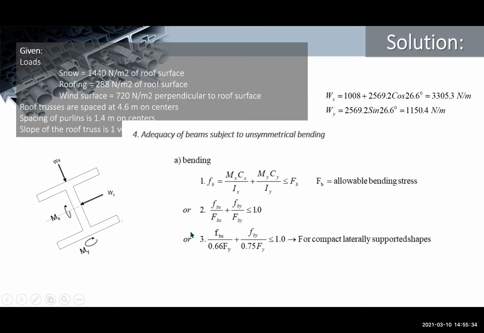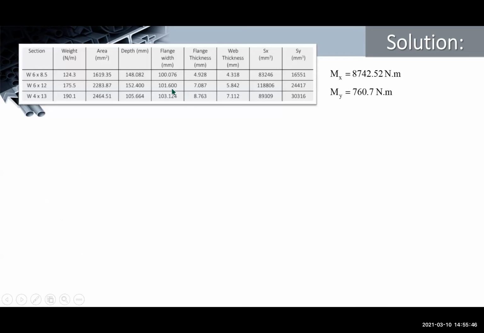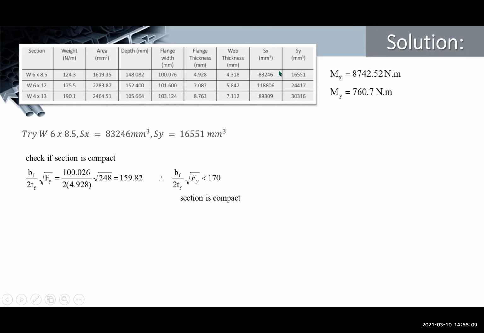So, dito tayo magbe-base. So, first is, i-compute muna, check natin kung compact ba siya or hindi. So, paano natin naman check kung compact o hindi? Pipili muna tayo dun sa sections. Dito sa tatlo, since meron na tayong load, ito yung load na i-carry ng purlin, pipili na tayo sa section kung alin ba yung safe. Try muna natin yung pinakamaliit. Let's say W6 by 8.5. Given yung properties niya, SX, SY, check natin kung compact o hindi.